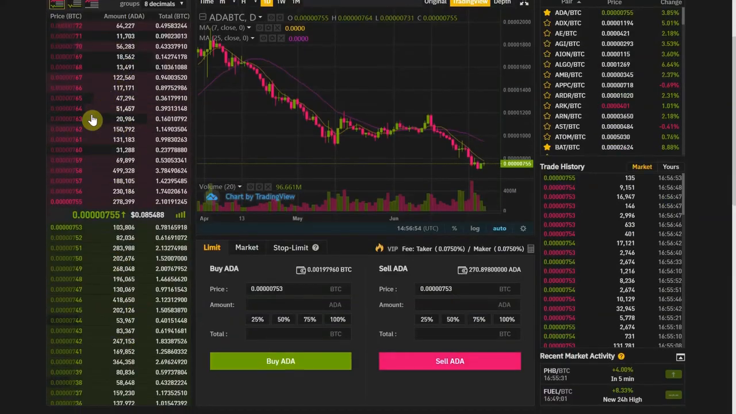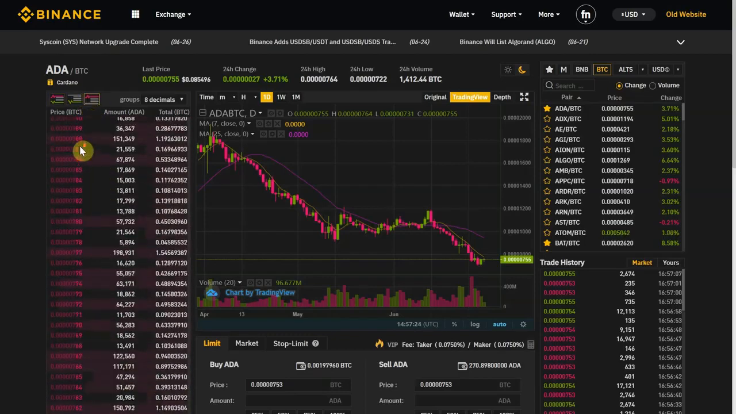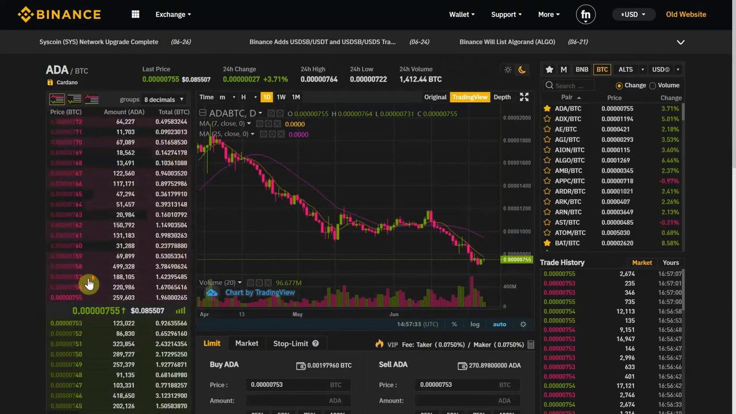The guys in the red are the guys that want to sell, in this case Cardano. They want to sell Cardano at this price and these amounts, which are worth this amount of BTC. So these guys want to sell, and the lowest price that they're willing to sell is 755. The order book continues. You can expand all the orders, and you can see only the buyers or the sellers. I like to use it like this.